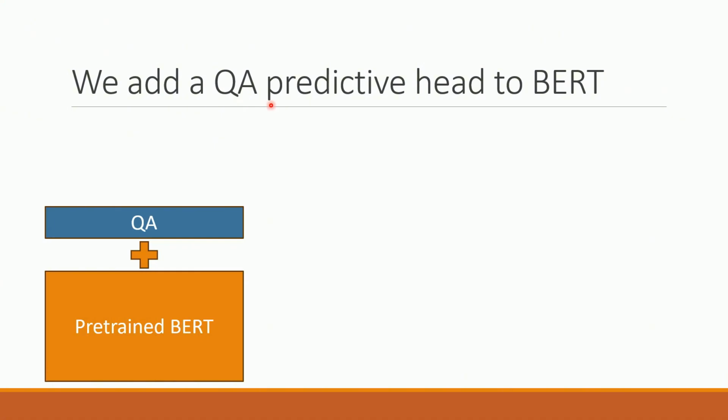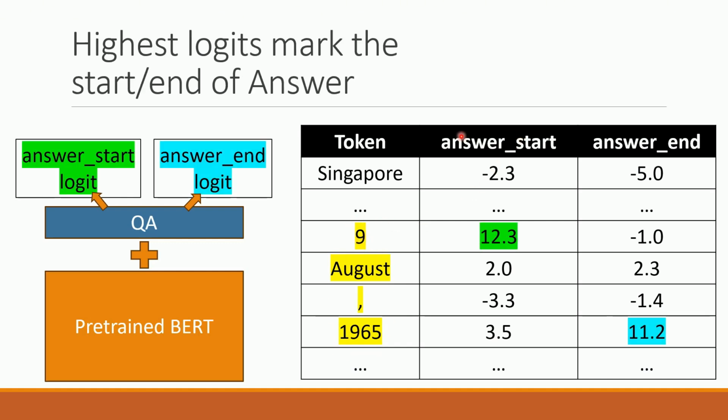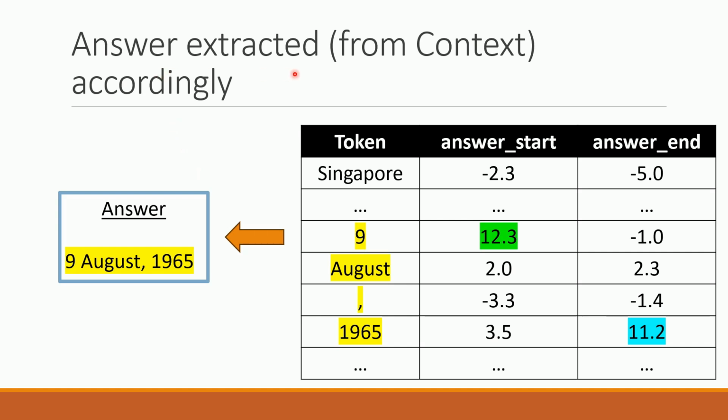Afterwards, we add a QA predictive head to BERT, which is over here. And then the QA head predicts for each token the logit on whether it is the start of the answer and whether it is the end of the answer. So here's the correct answer. So this is the answer start logit, right? And this gives the highest score. So 9th marks the start of the answer. And for answer end logit, this gives the highest score. So 1965 marks the end of the answer. And based on that, the answer is extracted from the context accordingly, which is 9th August 1965.